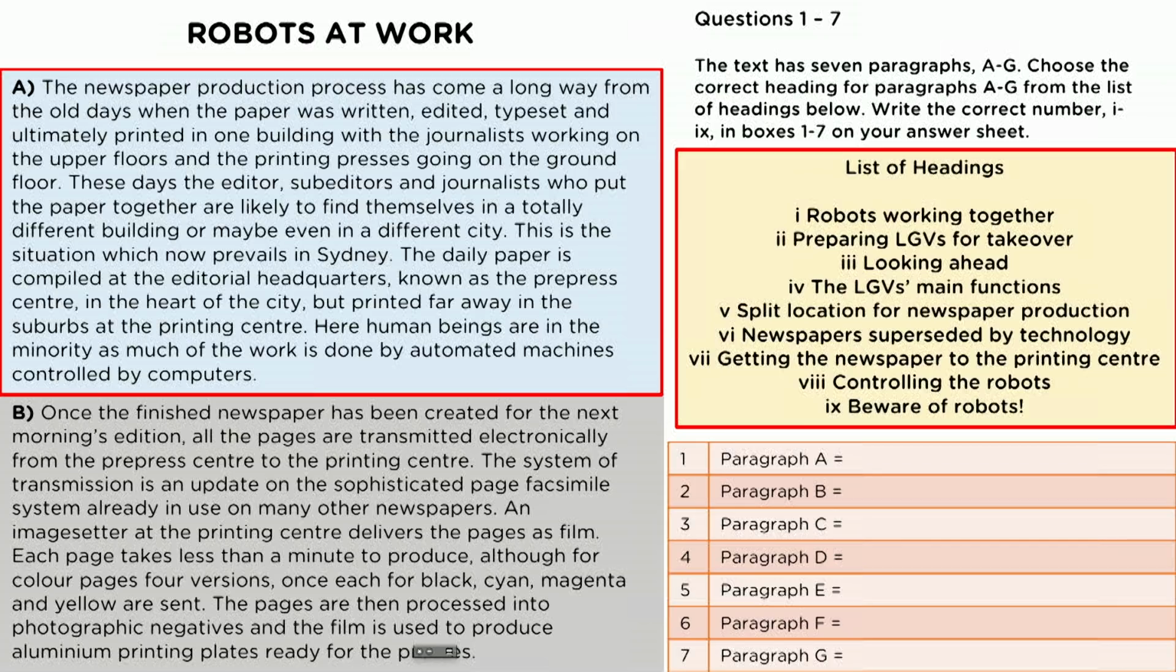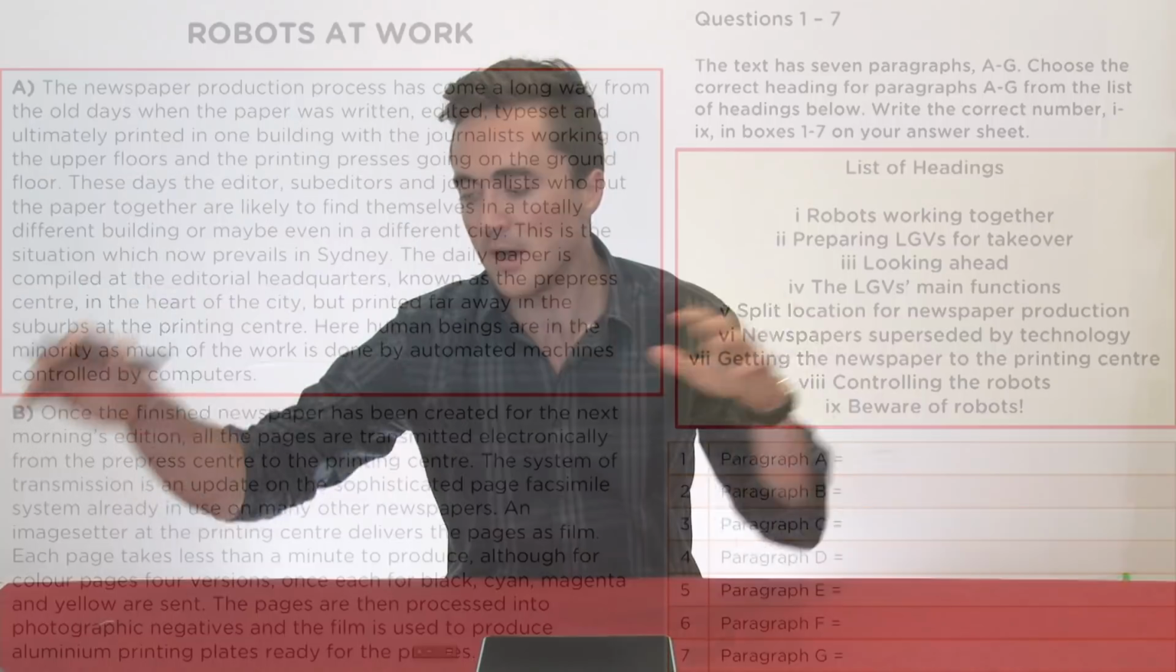And then you do the same for B. Read the paragraph, and then you go to the list of headings and you decide for B which heading is the best, and you go to your answer sheet and you put it in. Anyway, I hope you understand all that. Let's just do it. It's not test day, but anyway, it's good practice. I want you to do this one.